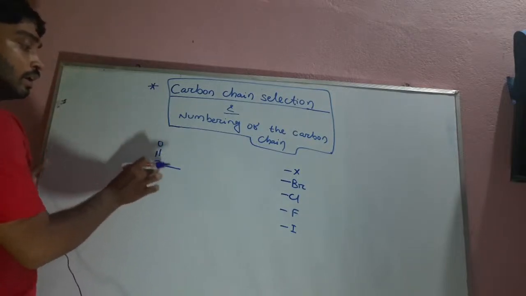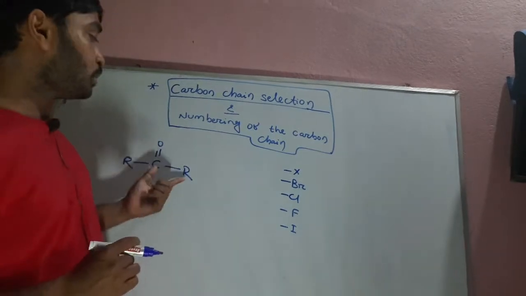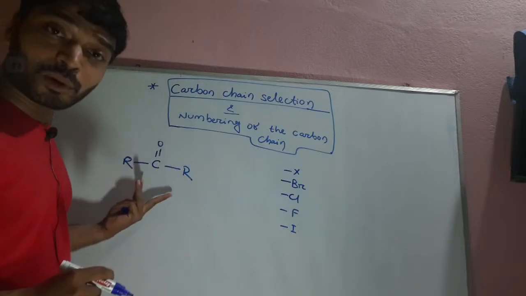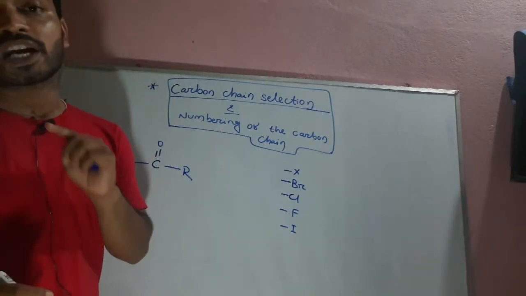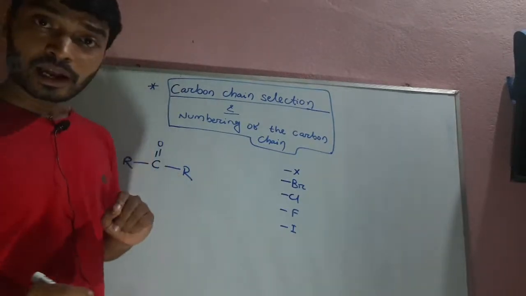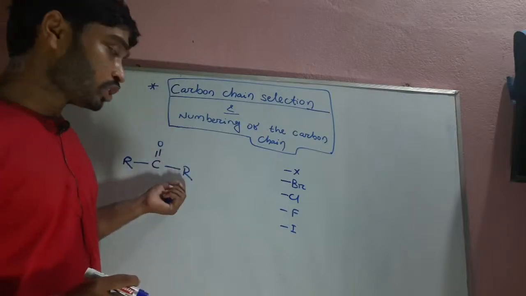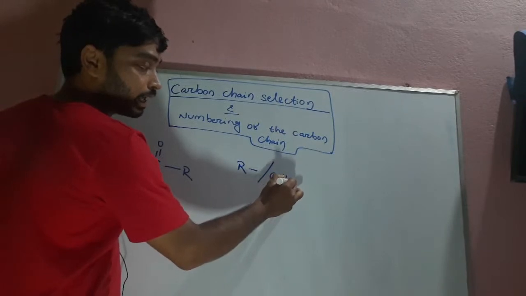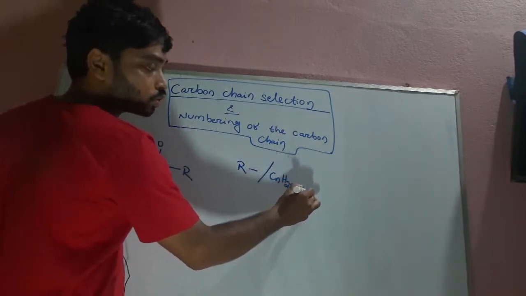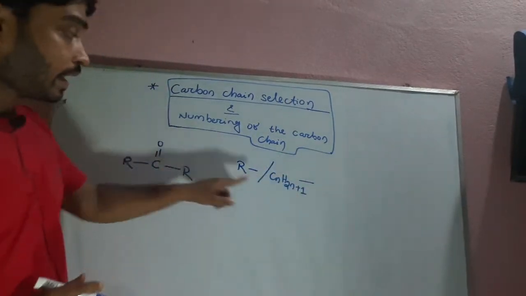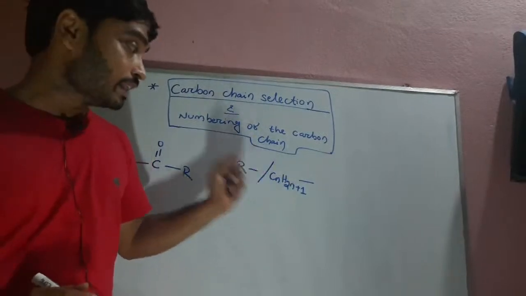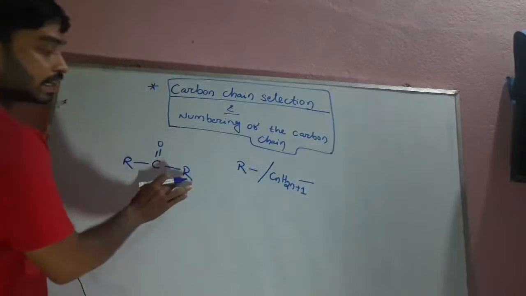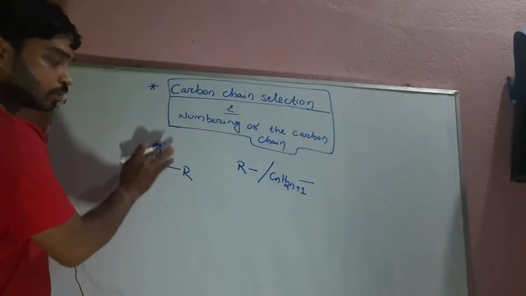As I have told in the previous class, the n value in the case of any divalent functional group should always start from 1. The formula is CnH2n+1 bond. In this case, if we put 0 here, it will be aldehyde.